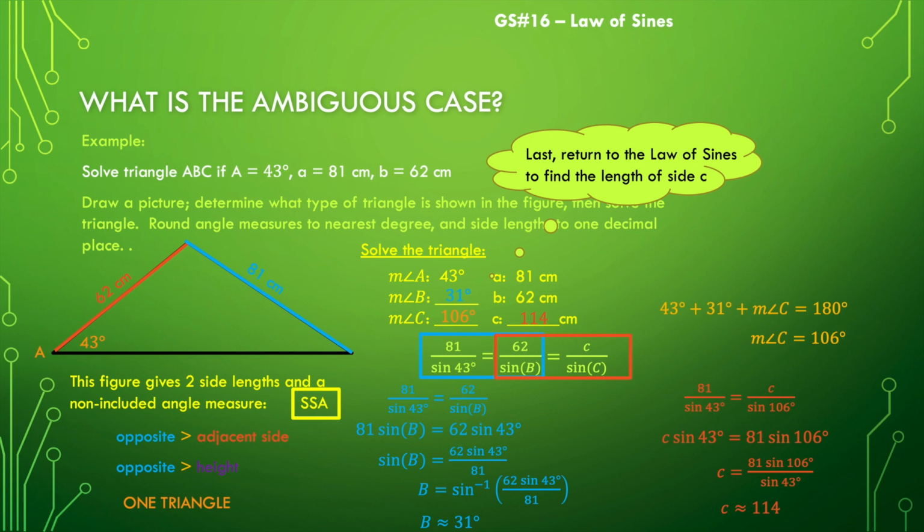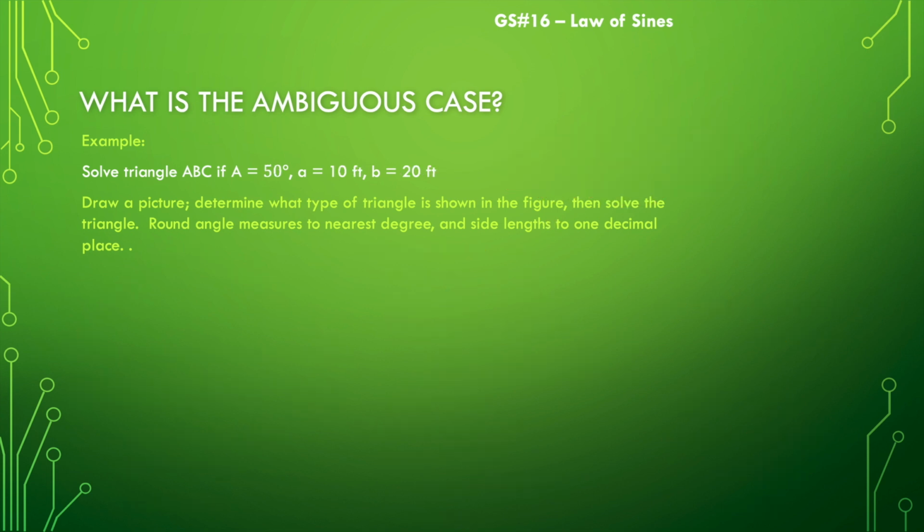Let's try another example. All right, so I've got a new triangle here, and in this case, the measure of angle A is 50 degrees. The length of side A is 10 feet, and the length of side B is 20 feet. So let's draw a picture. Start with that angle measure. Draw an angle measure that's about 50 degrees, so you can draw something close to half of a 90-degree angle. I'm going to put my adjacent side right next to the angle measure, the 20 feet, and then I'm going to put my opposite side across from it.